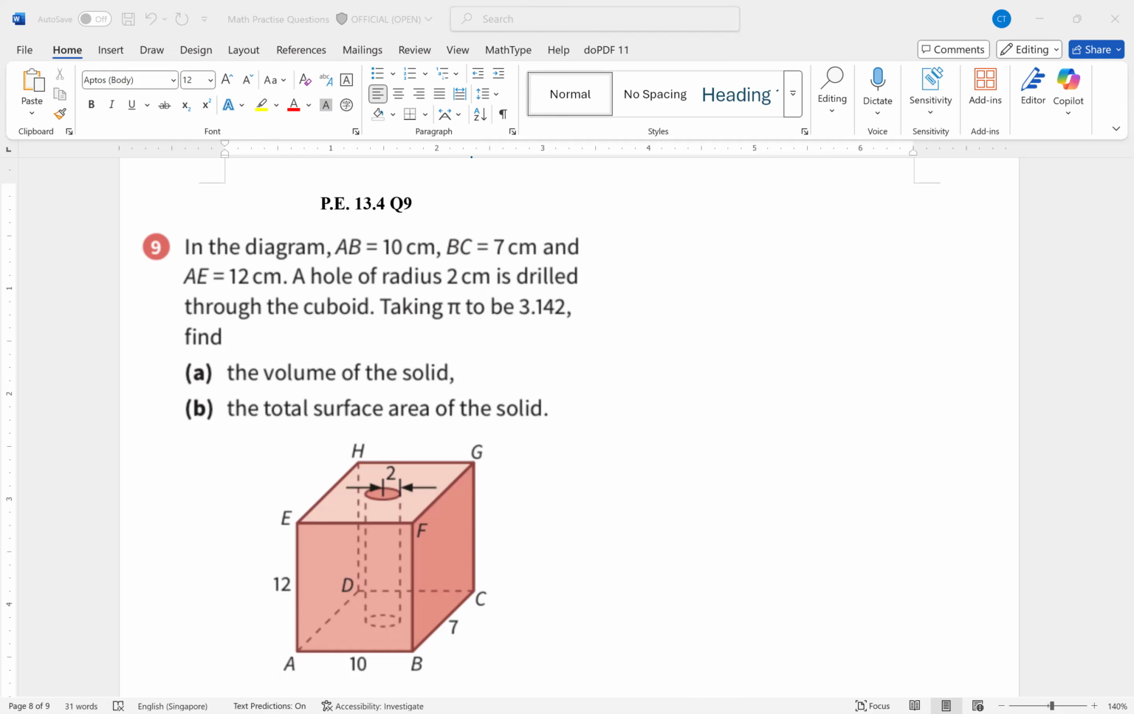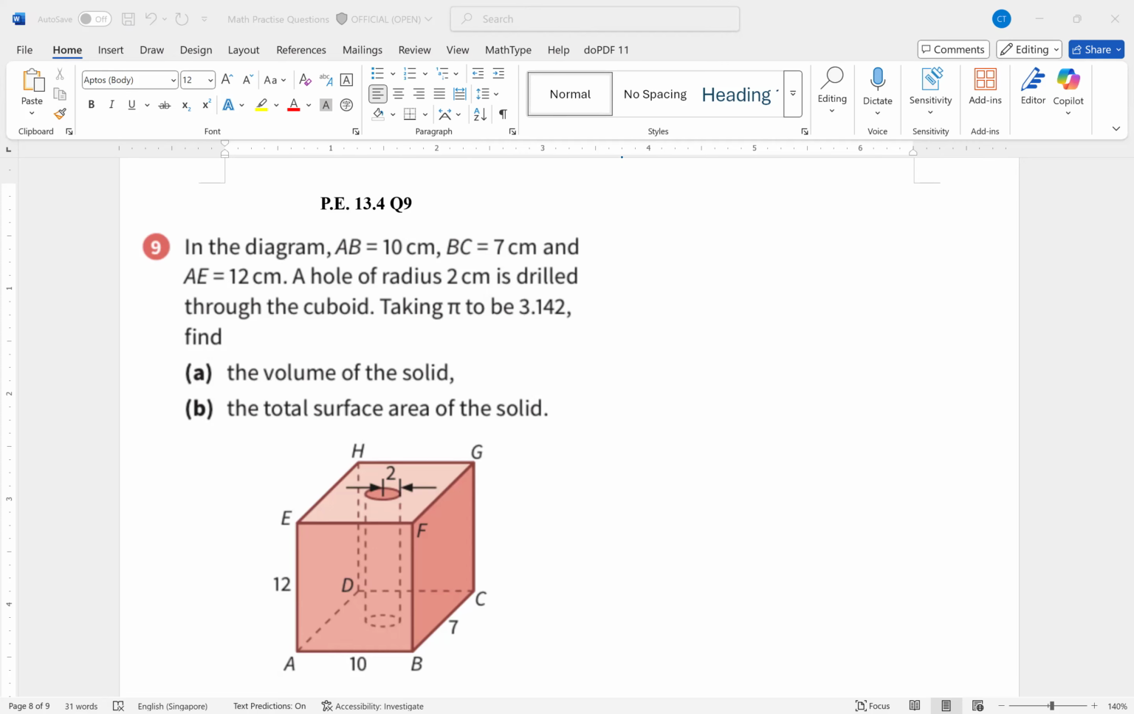Hi students, in this video I'll be going through a question regarding the volume and surface area of prisms and cylinders. Okay, so this question comes from practice exercise 13.4 question 9. So let's read the question.